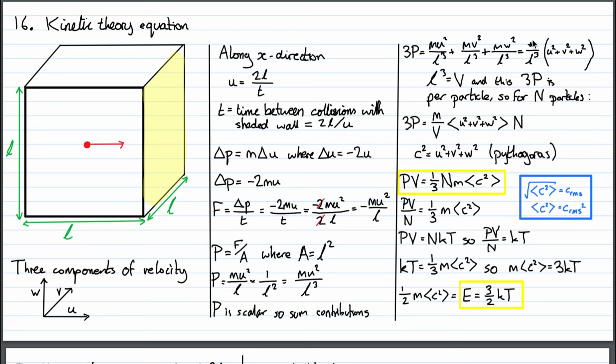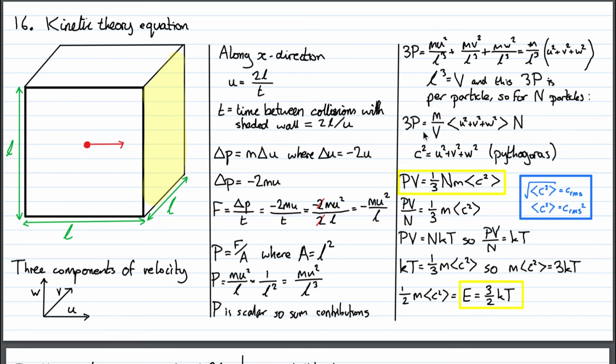Now I can substitute out the m over L cubed, and I end up with this expression here, and L cubed, I know, is the volume V of this cube. So there we go, L cubed is equal to V. And this 3P is per particle, so I can actually multiply the right-hand side by how many particles. I don't have to do the left-hand side because that's the contribution on that face. I don't have to do anything to that.